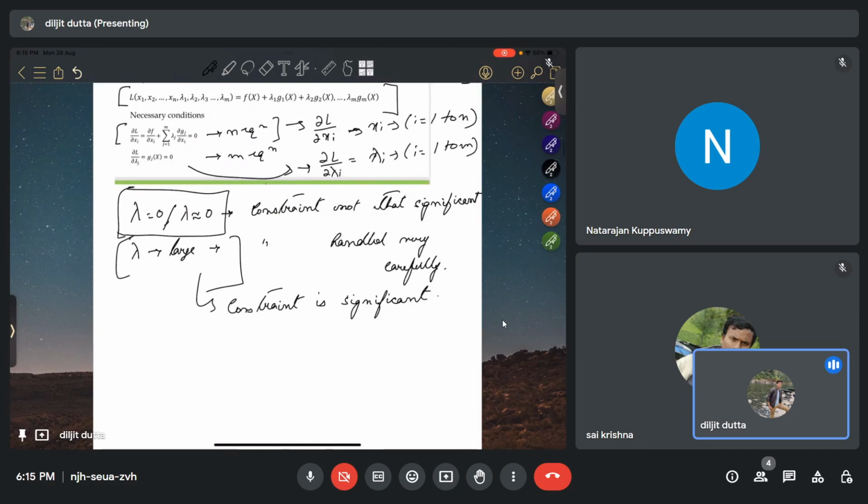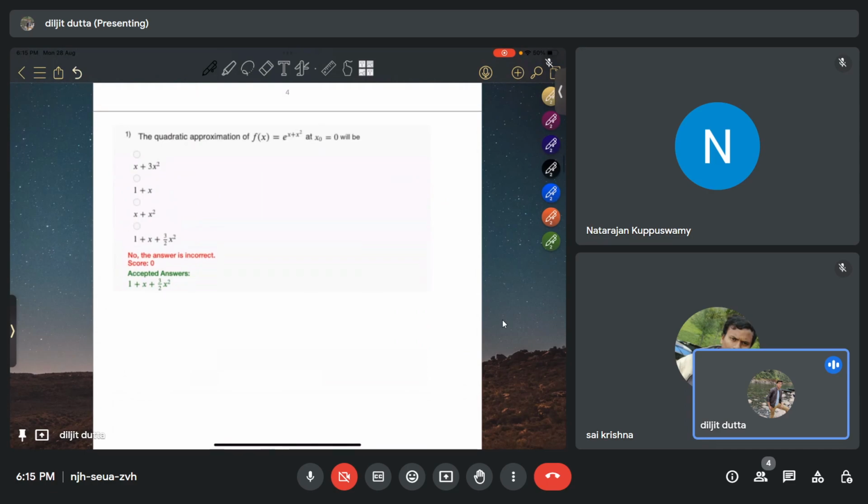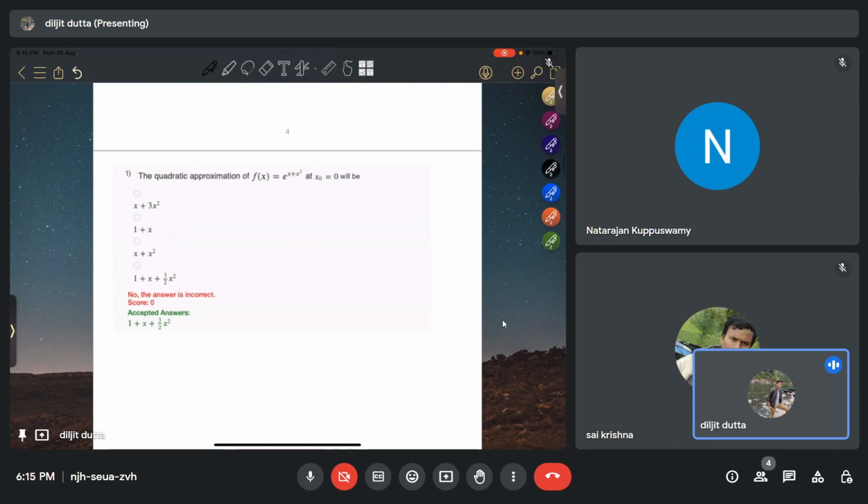Okay, this is about Lagrange multipliers. We will see through the problems now. If you have any doubts in the process, you can ask me.